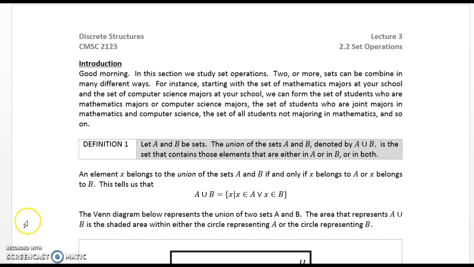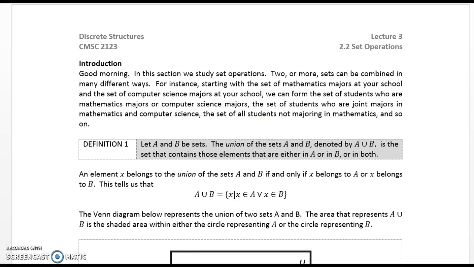Good morning. In this section, we will study set operators. Two or more sets can be combined in many different ways. For instance, starting with the set of mathematics majors at your school and the set of computer science majors at your school, we can form the set of students who are mathematics majors or computer science majors, the set of students who are joint majors in mathematics and computer science, and the set of all students not majoring in mathematics, and so on.